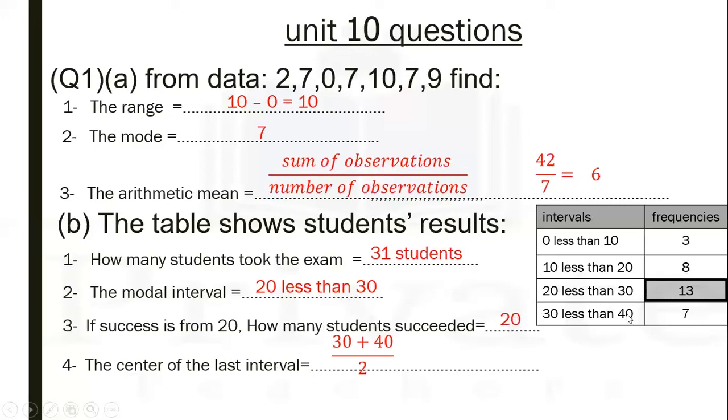The upper limit is 40 and the lower limit is 30. So we say 30 plus 40 over 2. 30 plus 40 is 70 over 2, which is 35.